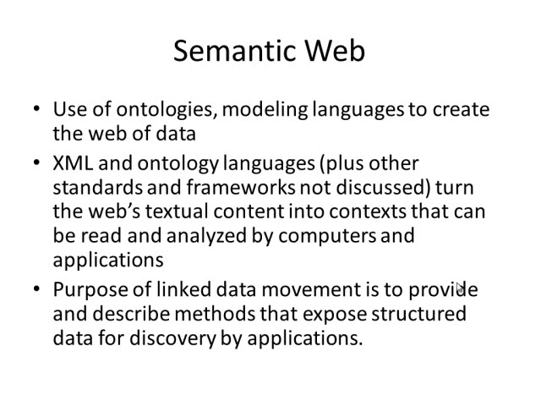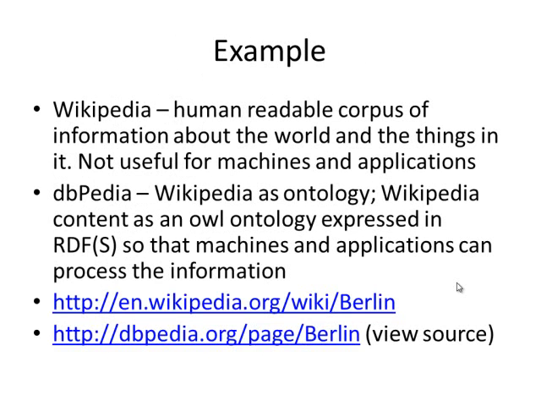And you may have heard the term linked data or linked data movement. This is a movement within the semantic web to provide and describe methods that expose structured data for discovery by applications. So the semantic web is really a way of turning the web, not changing it. We still want the web to be readable to us as humans, but it also creates a web of data that machines can actually use and understand.